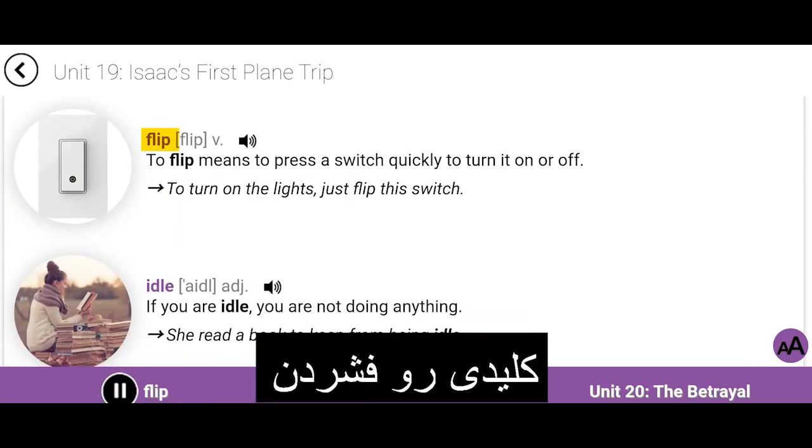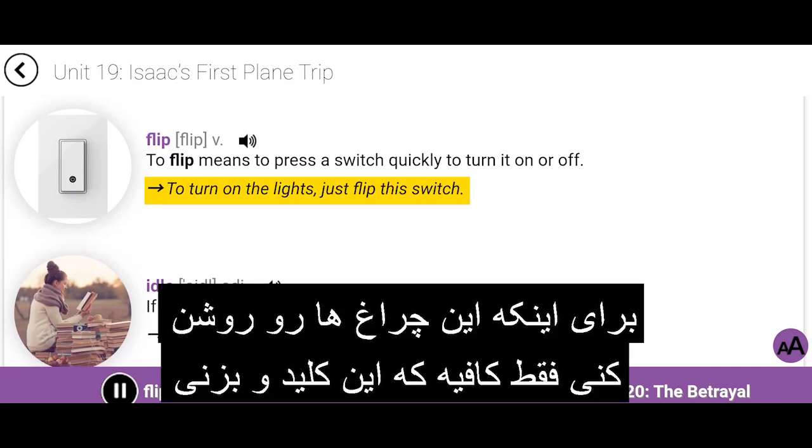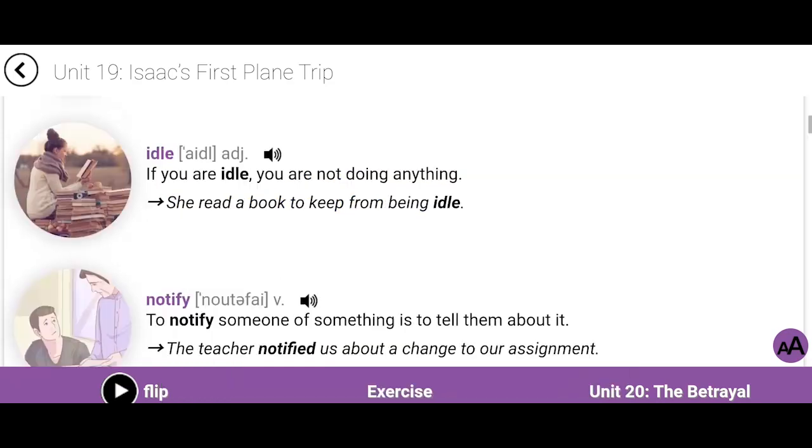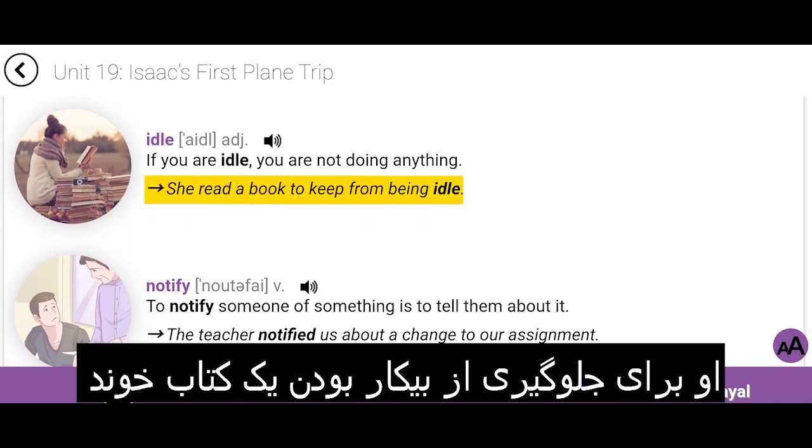Flip. To flip means to press a switch quickly to turn it on or off. To turn on the lights, just flip the switch. Idle. If you are idle, you are not doing anything. She read a book to keep from being idle.